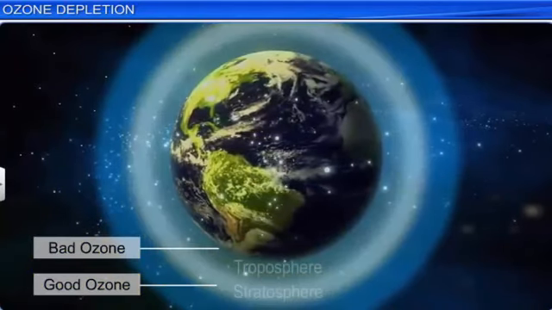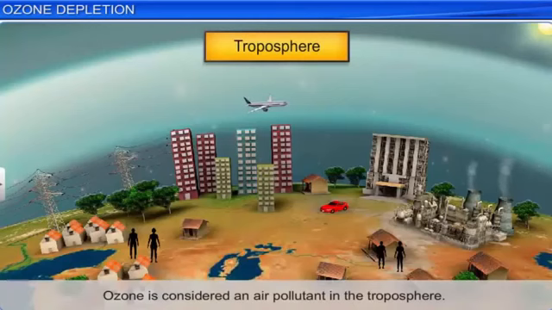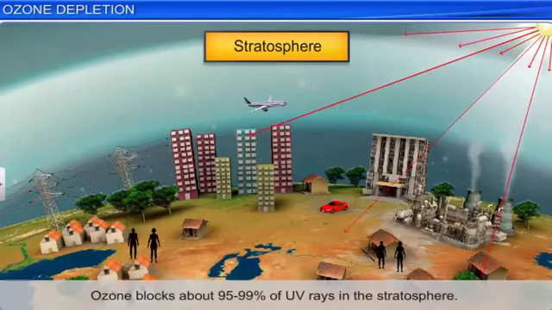In the troposphere, ozone is considered an air pollutant as it harms plants and animals, and it is thus known as bad ozone. While in the stratosphere, ozone acts as a protective covering and blocks about 95 to 99% of harmful ultraviolet rays from entering the Earth. Here it is referred to as good ozone.